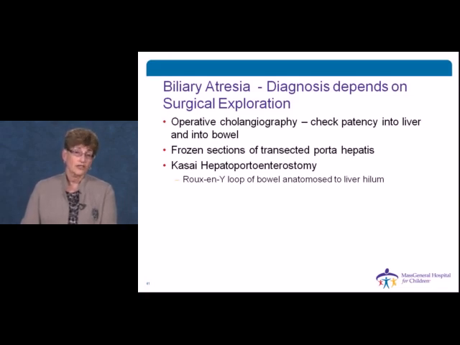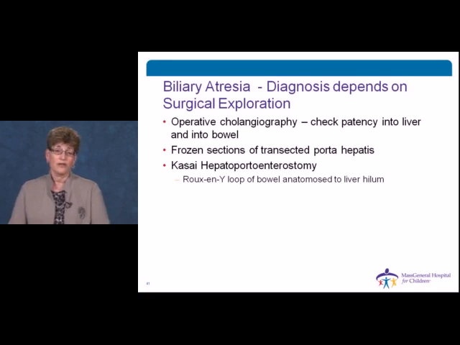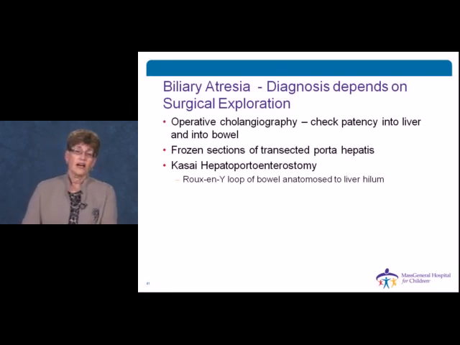The ultimate diagnosis depends on surgical exploration. And so intraoperatively, a cholangiogram is done to check the patency into the liver and into the bowel and see that they're connected indeed. Frozen sections of the porta hepatis are done to see if there is a patent bile duct and see how small it is. And then ultimately, the surgical procedure that's done to relieve the atresia is a Kasai hepatoportoenterostomy. Kasai is after the Japanese physician who founded this procedure, and it's a Roux-en-Y loop of bowel that's anastomosed up to the liver hilum.